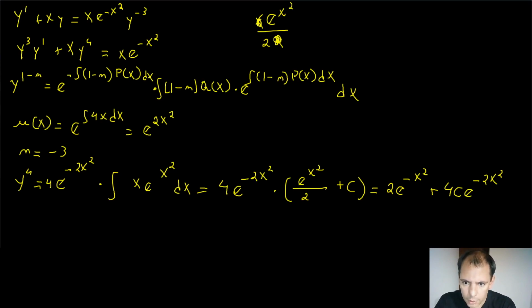So let me just think here. Yeah, and this is a z, okay? You gotta remember that this is not the final one. Remember, this is y to the 4th. So if you want to find y, you still have to take the 4th. y is going to be equal to this thing here: 2 times e to the minus x squared plus 4c e to the minus 2x squared.